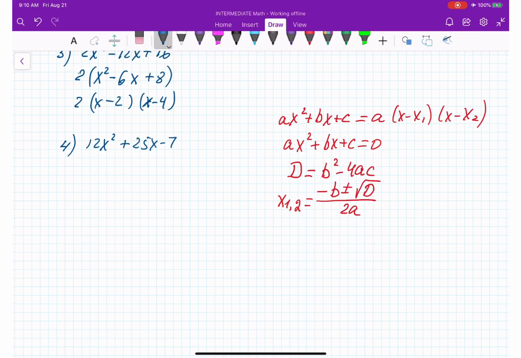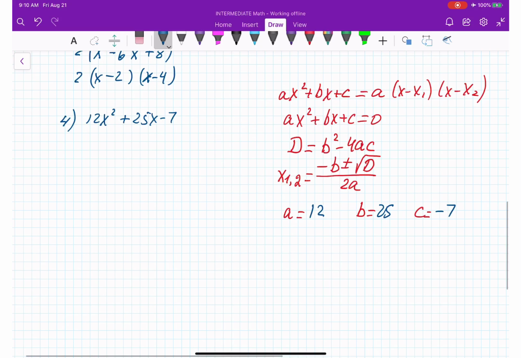So I'm going to write out how much is my A, my B, my C. My A is 12, B is 25, C is negative 7. Okay? All right, so let's find the discriminant.